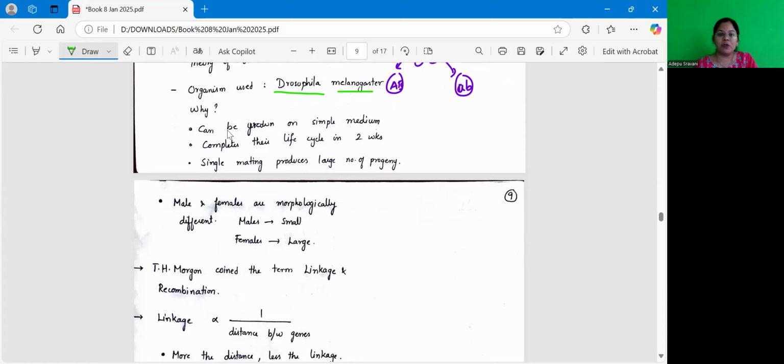This insect can be grown in a simple medium. It is usually grown in laboratories. We need not have complex, fancy items to grow it. It can complete its life cycle within 2 weeks, so we need not wait for years together. And from a single mating, it will produce a large number of progeny. And we can have so many individuals for experimentation.